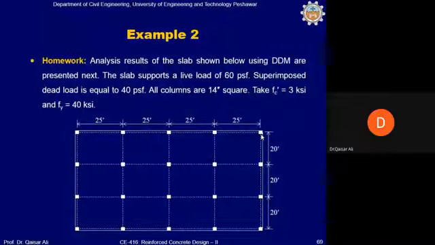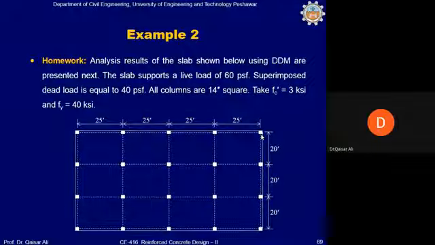This is a homework for you. This is the same slab panel with the same sizes, only the loads have been changed. You are required to analyze the slab that supports a live load of 60 pounds per square foot. Superimposed dead load is given, which is different from the previous example. Column sizes are the same, but the material strengths are different. FC prime is 3 KSI and FY is 40 KSI, unlike 4 and 60 KSI in the previous example.